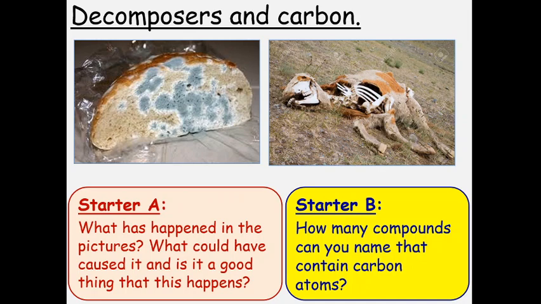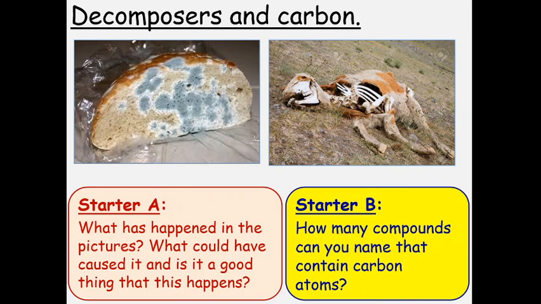Okay, the food and the animal will have been exposed to microorganisms like bacteria and fungi, either in the air or on the surfaces they are exposed to, and these will cause them to start to decay. You could probably make a case that decaying food is quite wasteful, but overall it's probably a good thing that decay happens because it reduces waste.